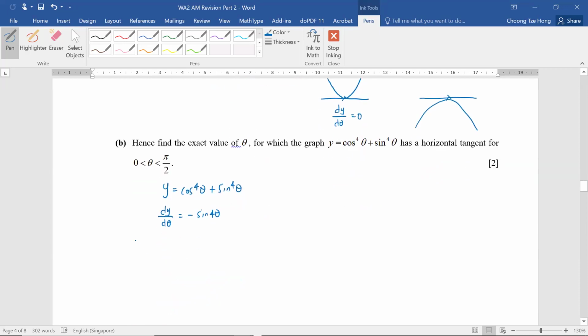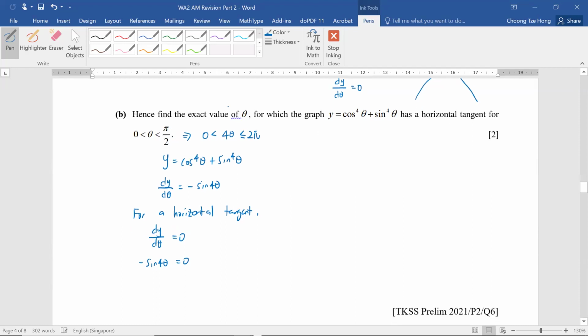So what we can write is, for a horizontal tangent, dy over d theta is equal to 0. Okay, so negative sine 4 theta will be 0. Okay, so now we are solving for 4 theta. So we need to adjust the range. So 4 theta will still be greater than 0, but less than or equal to 2 pi. Okay, basically just times 4.